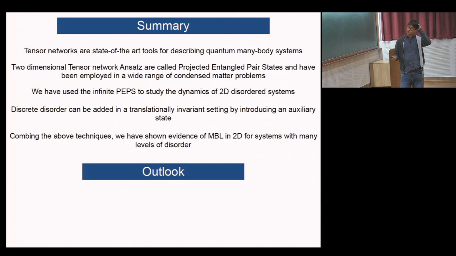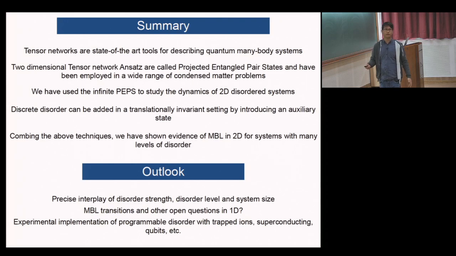Some of the things that we want to do is a more precise study of the interplay of the disorder strength, disorder level, and system size when you do this on a finite system and so on. And of course, as we discussed in the previous lectures, there are a lot of open questions about MBL transitions, and everything that's open in 1D stays open in 2D. We also think it will be interesting to think about experimental implementation of this kind of programmable disorder, as I would like to call it, because it is not truly random, using trapped ions and superconducting qubits.